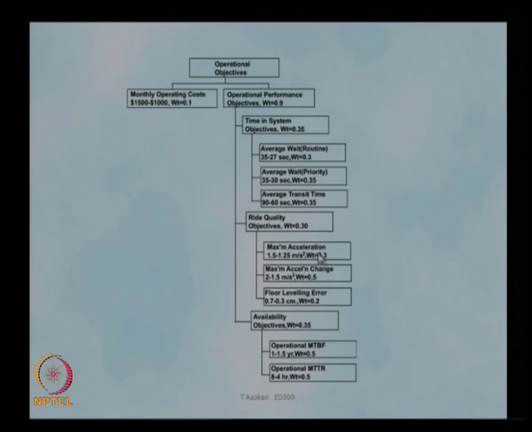But in the case of here, you can see that maximum acceleration has a weightage of 0.3 and the leveling error has a weightage of 0.2. So based on that we can decide which one we should give priority to achieve. So this objectives hierarchy helps the designer to understand or to make a decision at a later stage for trade-off analysis.